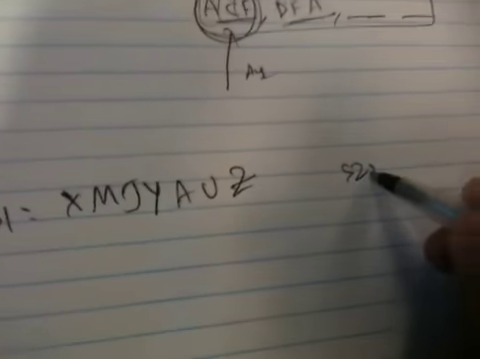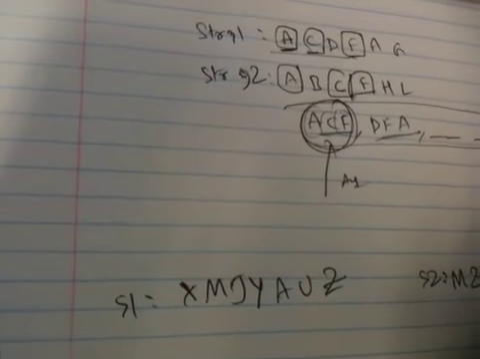And this is the mathematical model. This is the way we should implement our program so that we can get the solution. Here are the two strings. First, what we must do is write the input. The input is string 1: X, M, J, Y, A, U, Z. String 2 is M, Z, J, A, W, X, U.